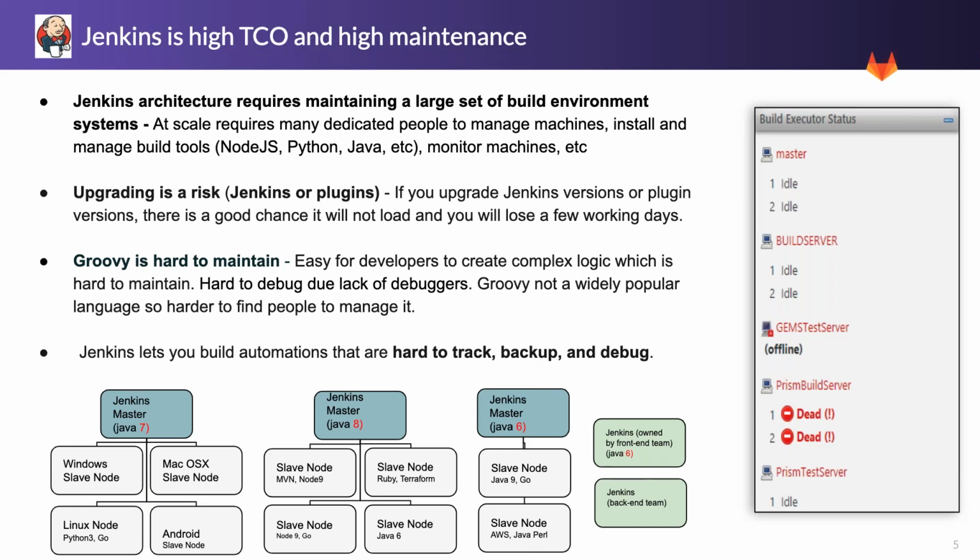And another point is Jenkins is not just a CI tool, it's an automation tool. And companies like it because it allows you to do everything. So any automation that they need to do, they use Jenkins. At the end of the day, Jenkins becomes very complex, hard to track, hard to debug or backup.